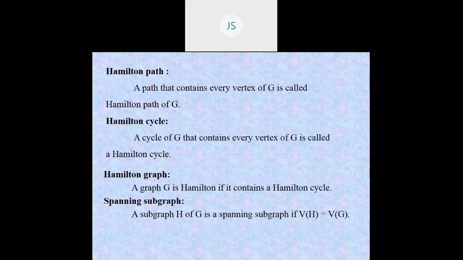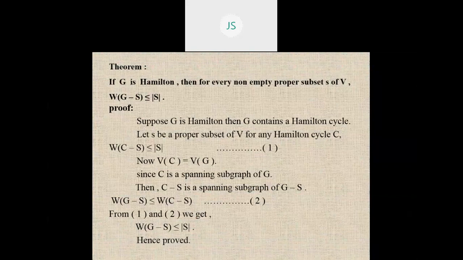Then Hamiltonian graph: a graph G is Hamiltonian if it contains a Hamiltonian cycle. Then spanning graph: a subgraph H of G is a spanning graph if the vertices of H are equal to the vertices of G. That is, we get some subgraph H, and the number of vertices in that subgraph is equal to the number of vertices in the original graph. This is called the spanning subgraph. Okay, one more theorem.